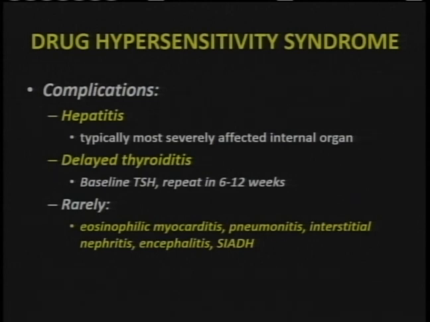As for complications, hepatitis is the most common one. Delayed thyroiditis has been reported, so it's recommended to check their thyroid TSH 6 or 12 weeks after baseline checking. And then rarely eosinophilic myocarditis, pneumonitis, interstitial nephritis, encephalitis, and SIADH. This patient did quite well for 3 or 4 weeks, but then he unfortunately presented with myocarditis and passed away. So it was super sad. And the first case I've had where a patient died from it.